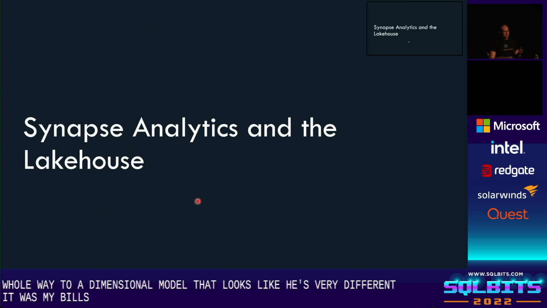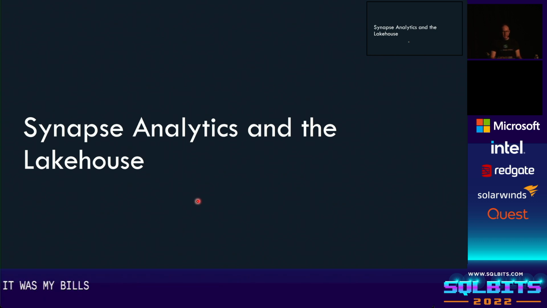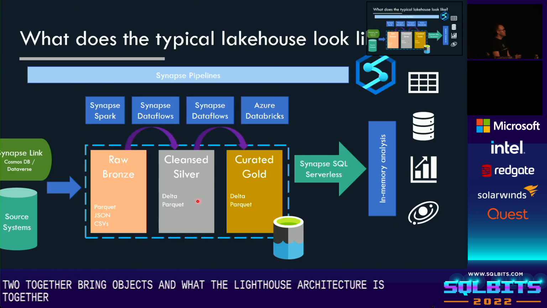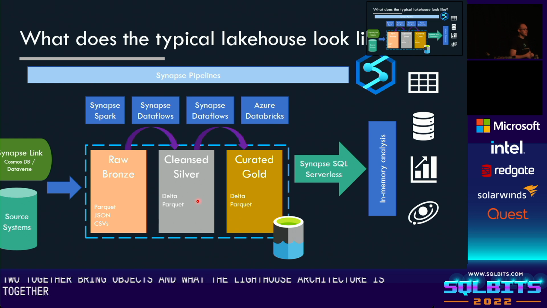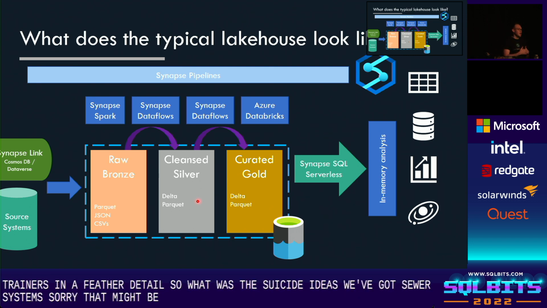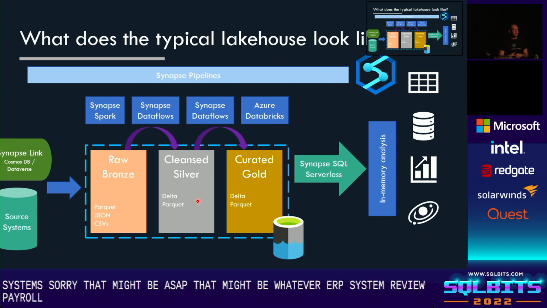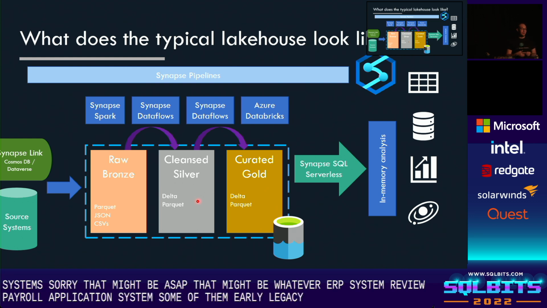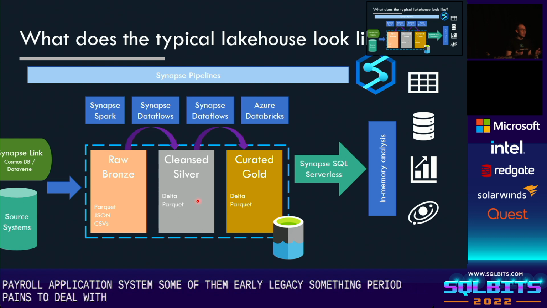So then how do we marry these two together? Like, how do we bring these two objects, what Synapse is and what the Lakehouse architecture is, together? This diagram's got a lot going on, so I'm going to walk through it in a fair bit of detail. What we see on the source side is source systems. That might be SAP, whatever ERP system you've got, a CRM, a line of business application, a payroll application, it doesn't matter what it is. You're always going to have a whole host of source systems. Some of them are going to be fairly legacy. Some of them are going to be real pains to deal with. And that kind of is the way it is.